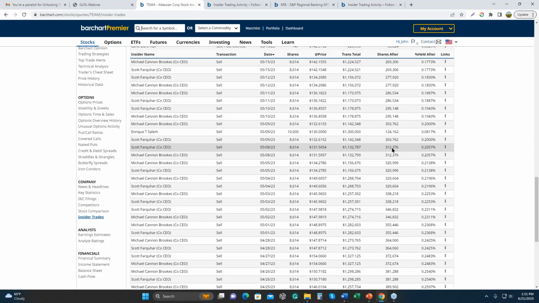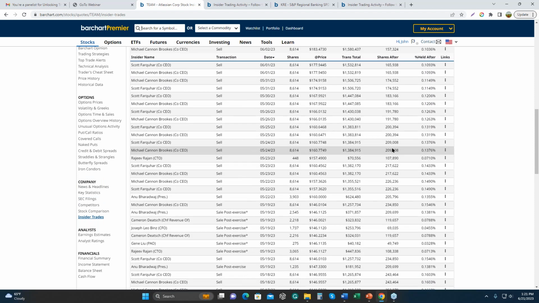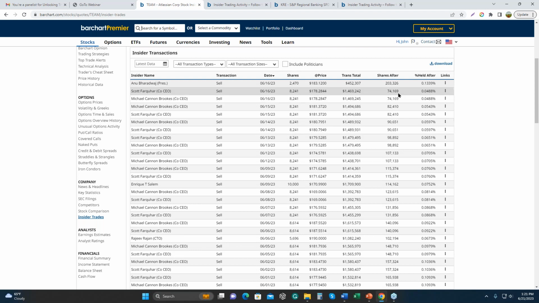But what is kind of interesting is during this 6-month period, these two individuals have gotten themselves down to where they only own 74,000 shares. So now 8,200 does become a little bit more significant. They're selling 10% of their holdings at a clip. But again, in terms of overall shares, not very significant.